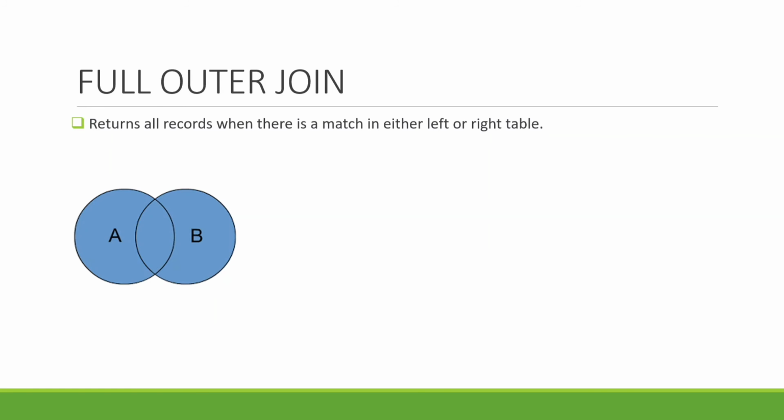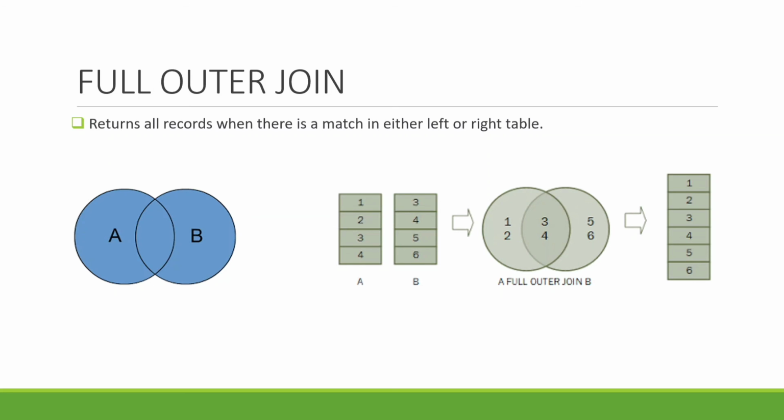Both of them are getting printed, and here again the intersecting elements in both of them will be printed only once. Even though they are present in both of the tables, they will be printed only once. In terms of sets, the entire tables, 1, 2, 3, 4, 5, and 6, will be printed whenever we do a full outer join of A and B.